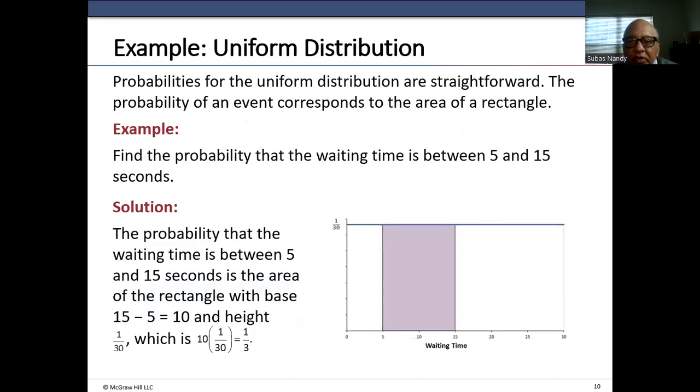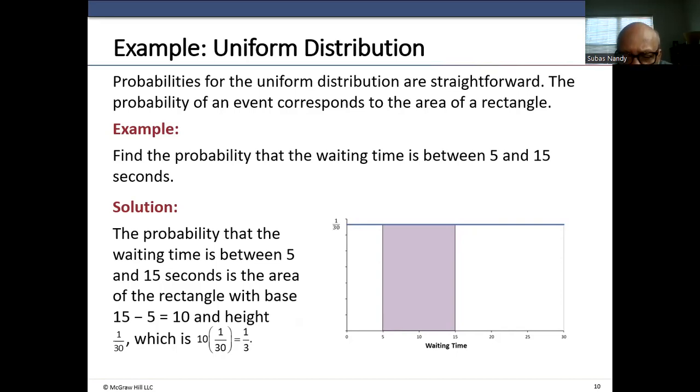Probabilities for the uniform distribution are straightforward. The probability of an event corresponds to the area of the rectangle. Find the probability that the waiting time is between 5 and 15 seconds. Area is, again, width times height, or width times length.